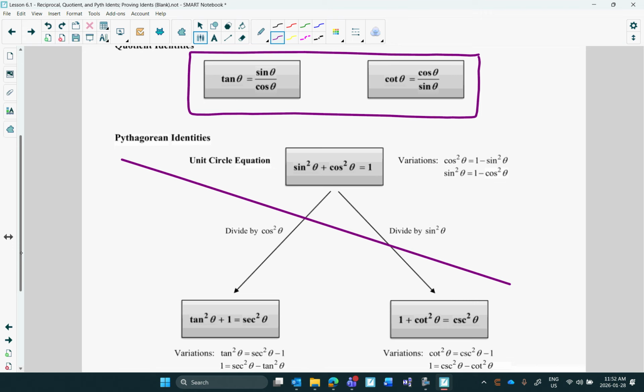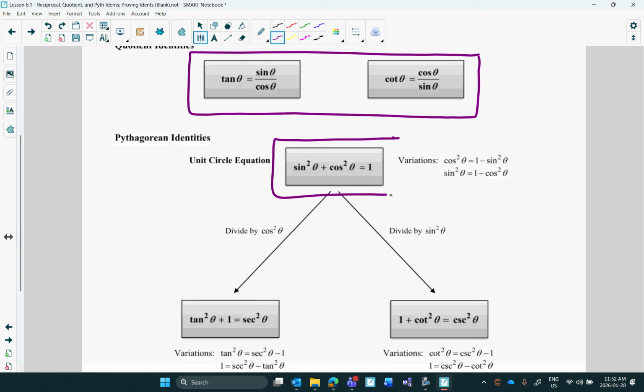This one we have been doing for quite a while with the unit circle equation. Remember the unit circle, x squared plus y squared will always equal 1 in the unit circle. Well, what's x in trig? It's cosine. What's y in trig? It's sine. So instead of saying x squared and y squared, or y squared and x squared, I could say this. This is the one you really want to know.